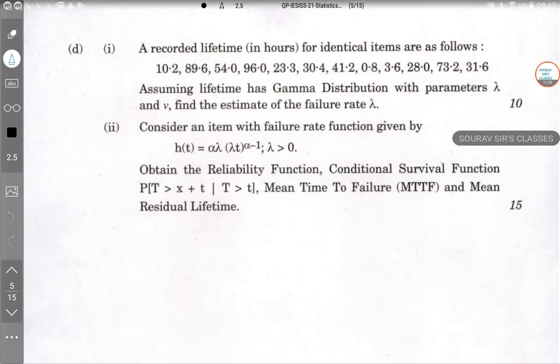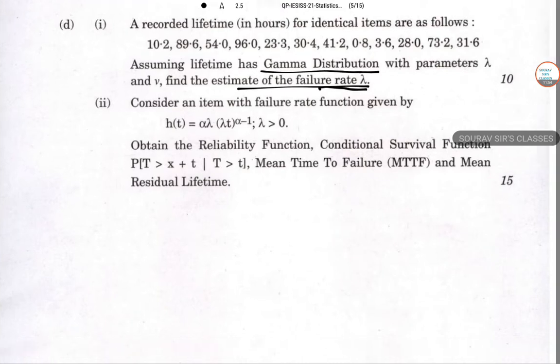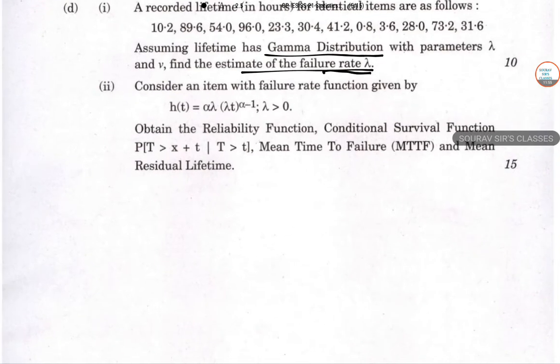Okay. Next is a record of lifetimes for identical items as follows. Assuming that the lifetime has a gamma distribution with these parameters, find the estimated failure rate. Okay, so gamma distribution, directly you can apply this thing. One thing I should give it to you. The gamma distribution is actually having a double parameter structure.